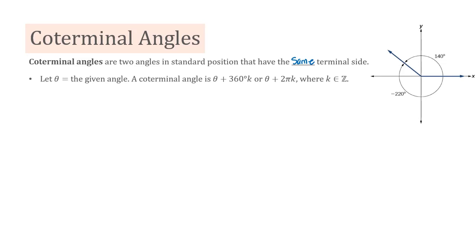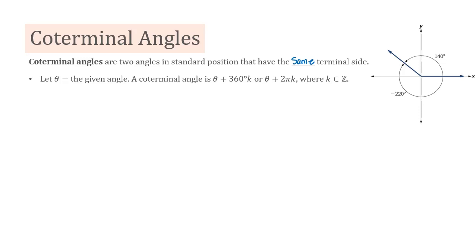So, more specifics. Let theta equal the given angle. We can say that a coterminal angle is that angle, if we're in degrees, plus 360 degrees times k. Or, if we're in radians, that would be plus 2 pi k, where k is an integer.